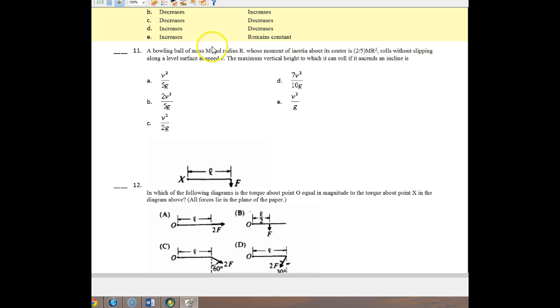We have a bowling ball of mass m and radius r, whose moment of inertia is 2/5 mr squared. So remember, you don't have to memorize those. They will give them to you. It rolls without slipping along a level surface at speed v. The maximum vertical height to which it can roll as it ascends an incline is, and then you have to determine which one of these is going to give the correct height.